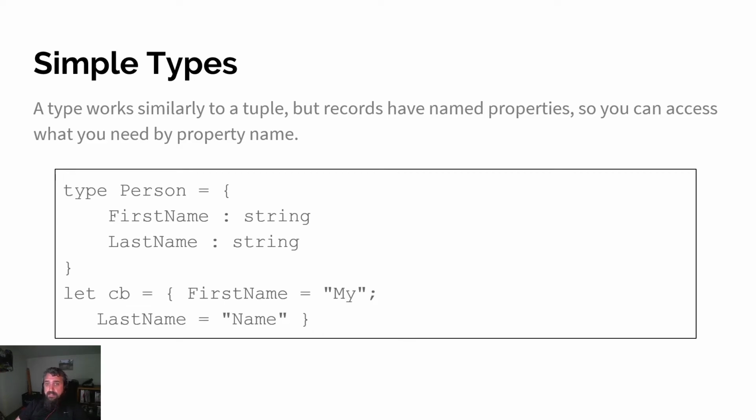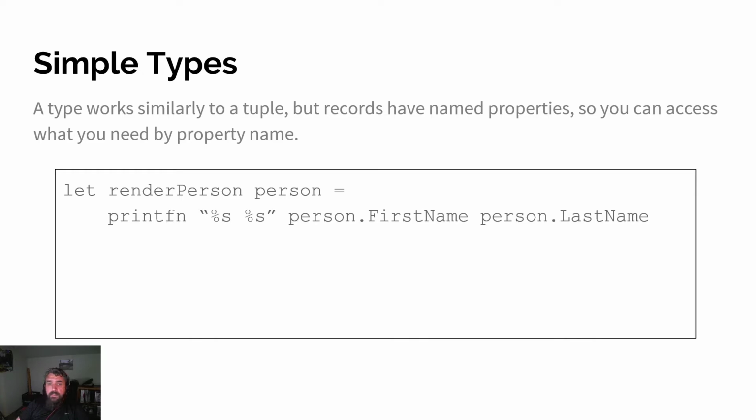In this case, this is how I would create an object instance of that type. So let CB, that's the name of the object in question, equal, and I don't have to tell it that it's a person, the type inference will grab that. I can render a person, and I don't have to tell it that. I just say, whatever the person's first name and last name is, I'll pass to the printfn.